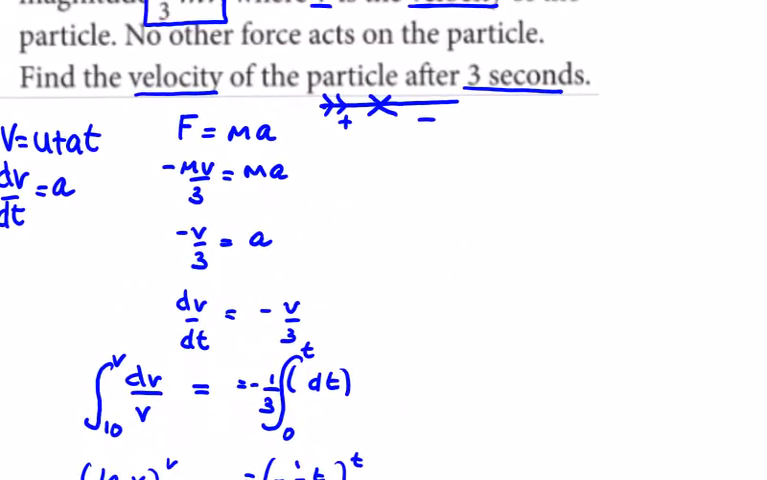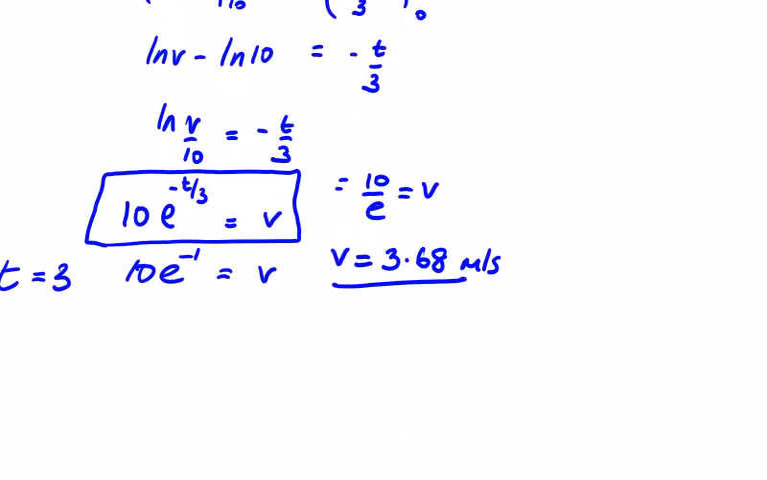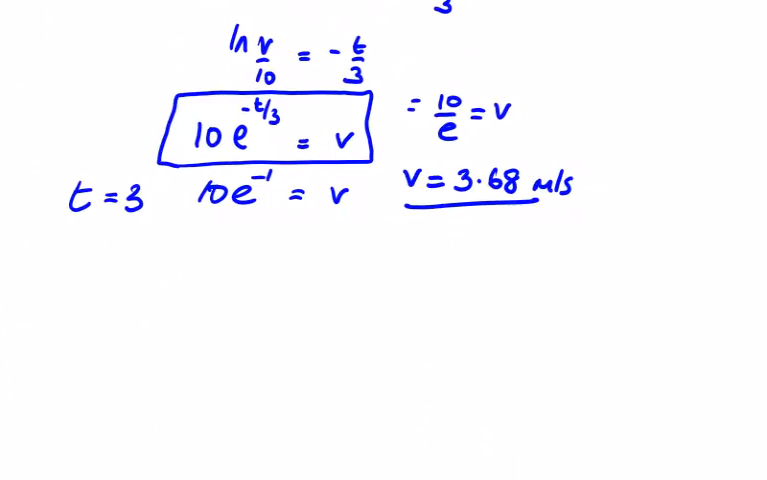Now, what else are we asked? We're not asked anything else. What else can we do with this? We have a velocity here. Let's just have a look. This will set up the next few questions. Velocity is equal to 10 e to the power minus t/3. What else do we know about velocity? Well, s is equal to ut plus a half at squared.